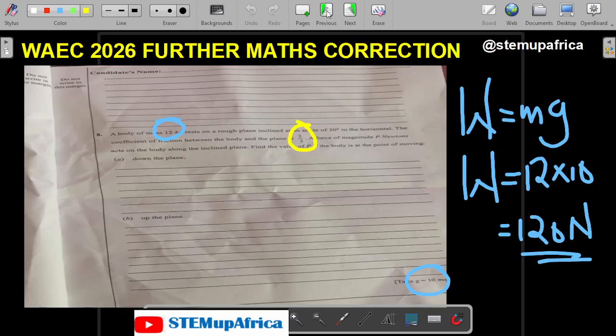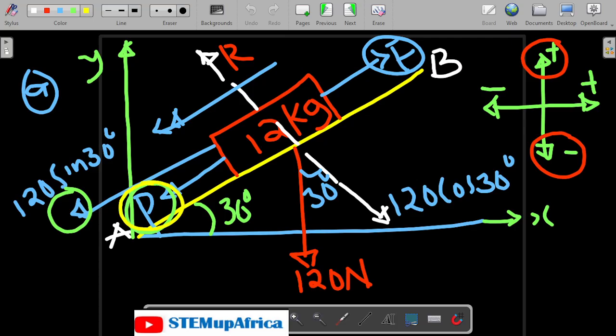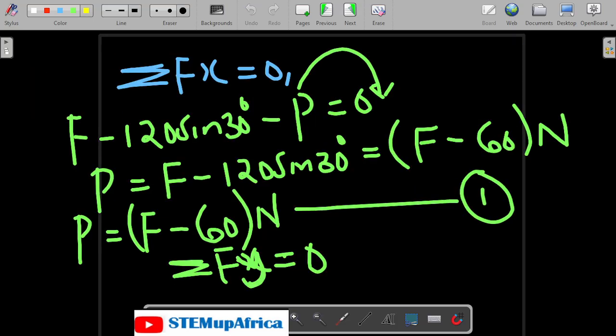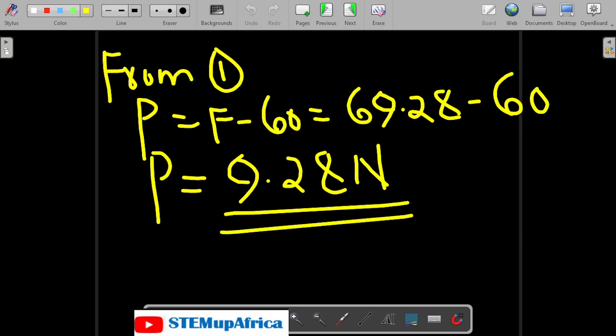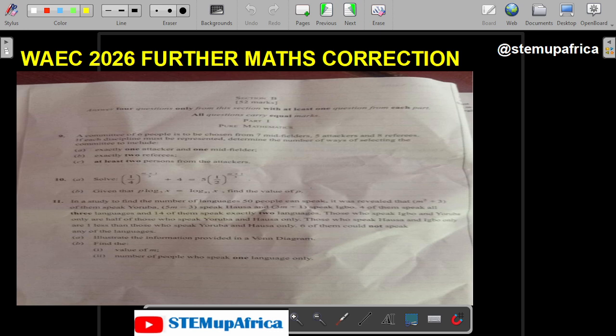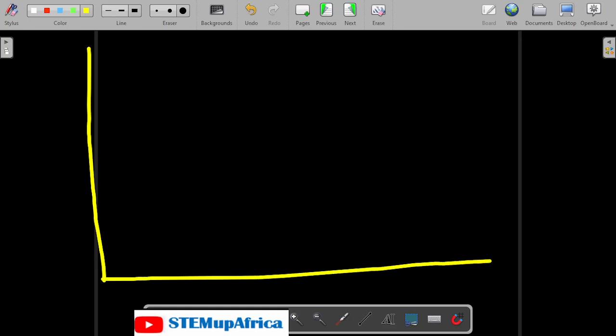Find the force P when the body is at the point of moving up the plane. This time it's moving up the plane, unlike the first one that is moving down. The second condition is that it's moving up the plane. So when the body is moving up the plane, I need to redraw the diagram to illustrate it.